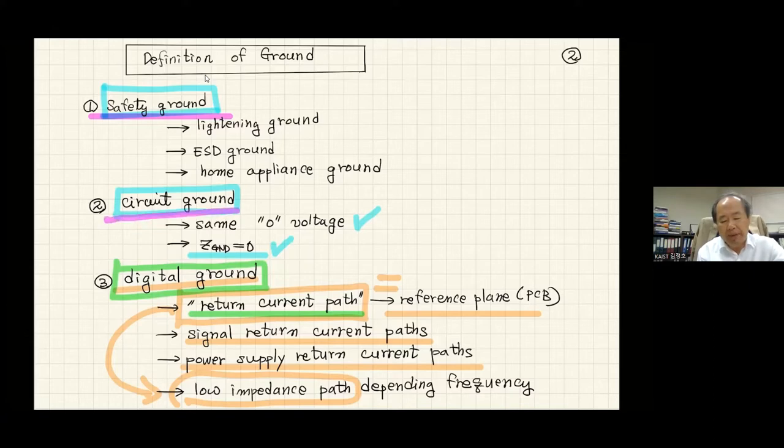And also we have circuit ground. In some analog cases where current is very small, even though we have a certain ground impedance, the voltage drop across the ground plane may be minimal. But in very high performance computing systems, such as supercomputer data centers or AI computers, digital ground really matters, and we have to be able to correctly design this digital ground. That is the main focus of the class today.